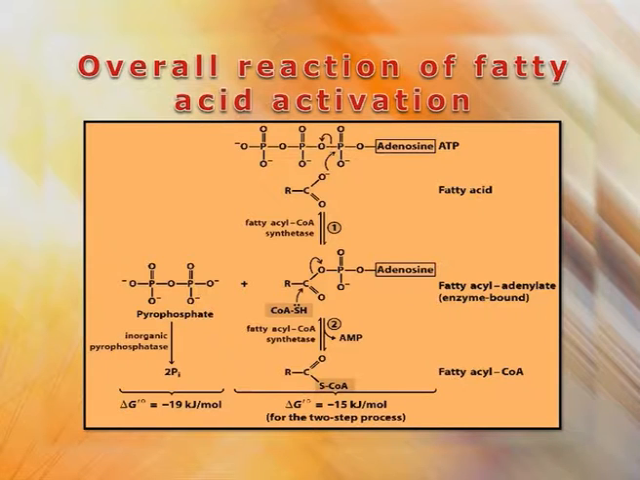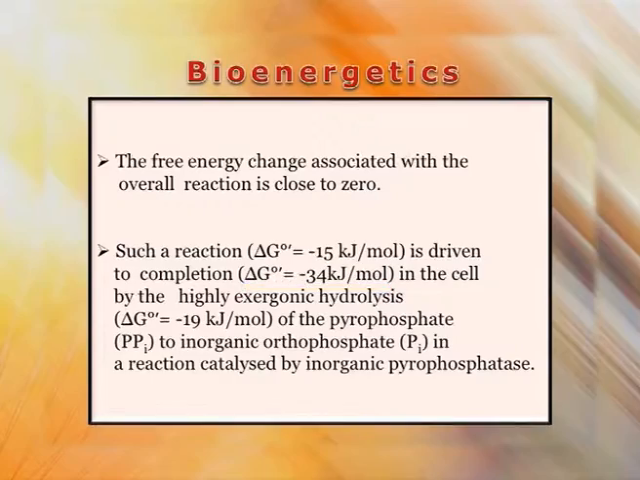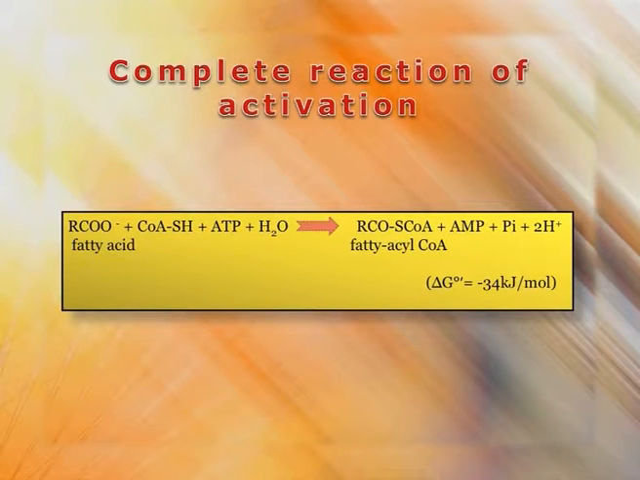So to move the reaction forward, we need the hydrolysis of pyrophosphate by inorganic pyrophosphatase enzyme to release 2 Pi and a delta G naught value of minus 19 kilojoule per mole. So if we now add up these two delta G naught prime values, it is coming to minus 34 kilojoule per mole. That can be shown in this particular slide. The fatty acids reacting with coenzyme A, ATP, and water giving fatty acyl-CoA, AMP, inorganic phosphate, and proton with a delta G naught value of minus 34 kilojoule per mole. That is a very good value for the reaction to proceed forward.